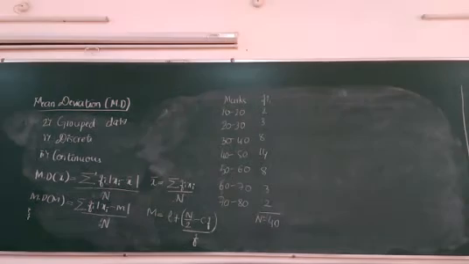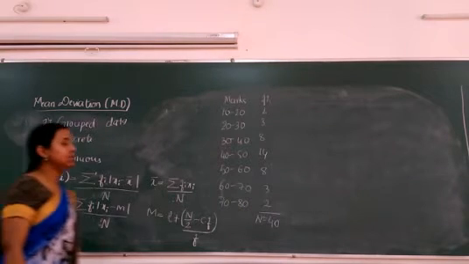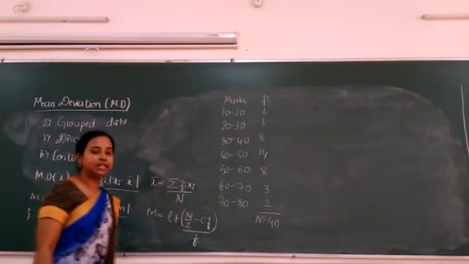So let us continue with our discussion. Now you can see on the board, we have considered continuous data. Till now we have studied how to find the mean deviation about mean and median for discrete data. So now what will we do? We will study the mean deviation about mean and median for continuous data.